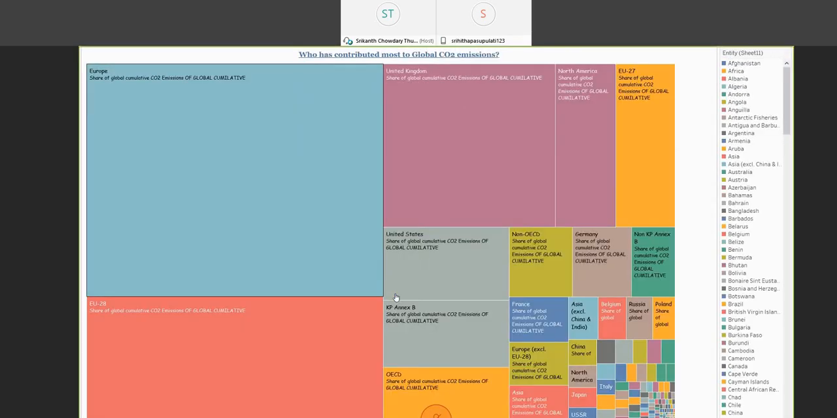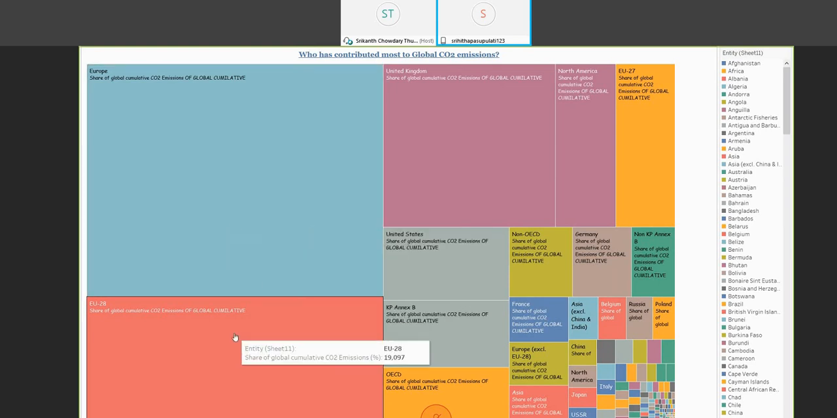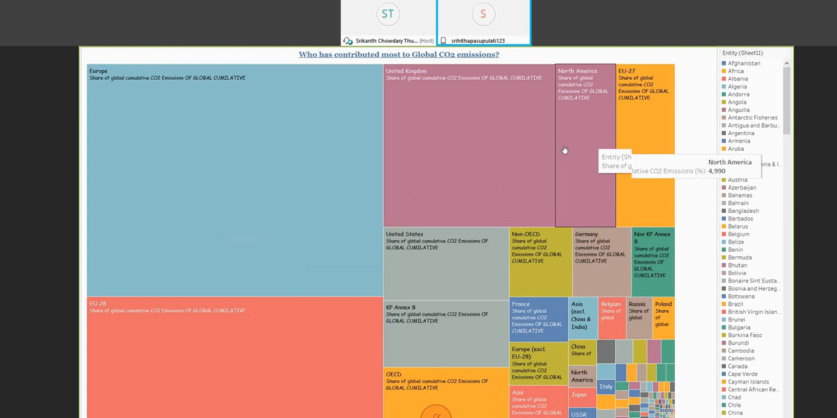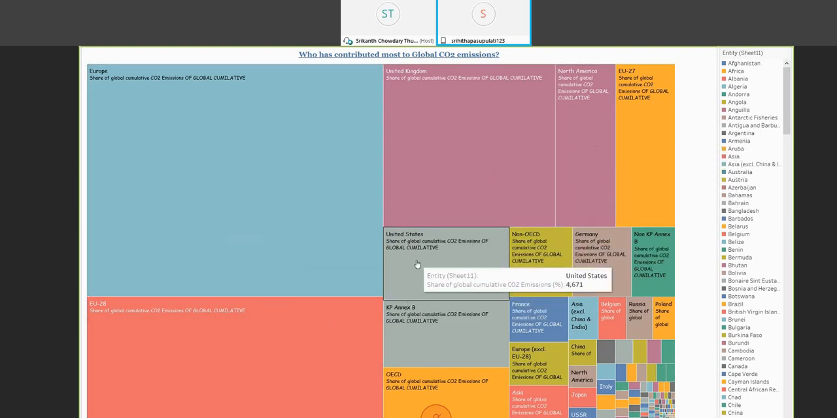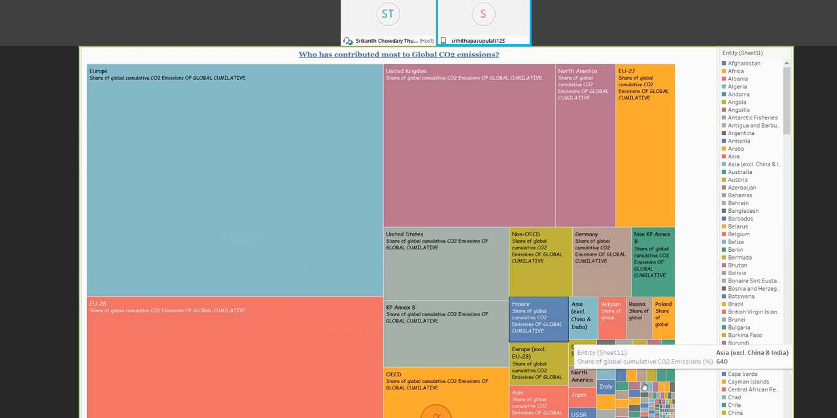And this is our map, which shows who has contributed most to global CO2 emissions. From here, you can observe that Europe has the highest CO2 emission rate, followed by the United Kingdom, North America, and EU-28. And there are some countries which have only low emissions of CO2.